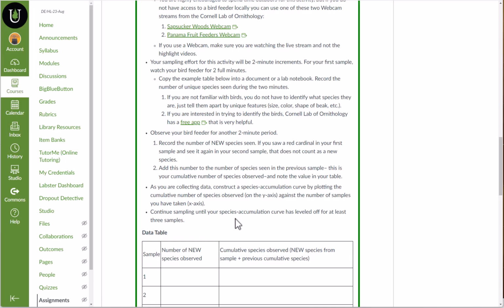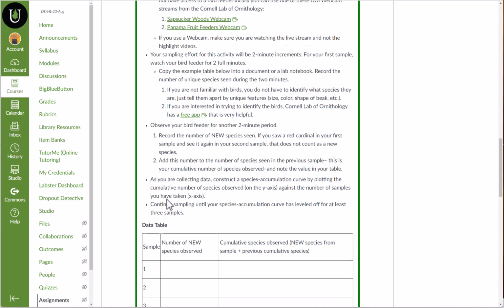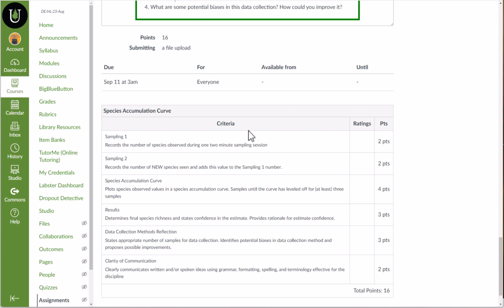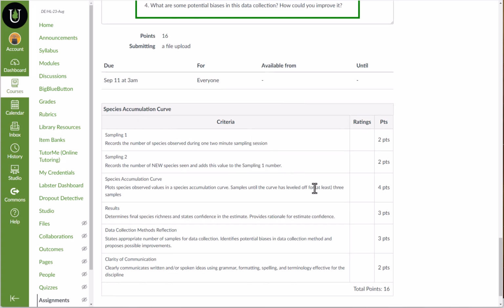So if you're still finding new species, then you want to keep going until you get essentially 3 samples in a row where you're not finding any new species. And then you have some questions that you can answer about what you're finding and about the process here at the end. And below the instructions, you have your grading rubric.